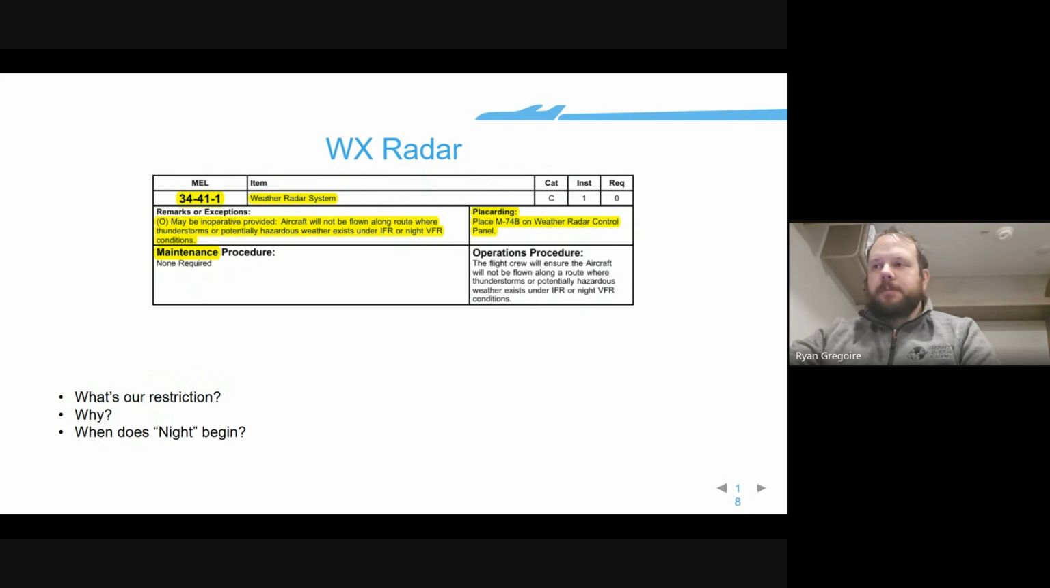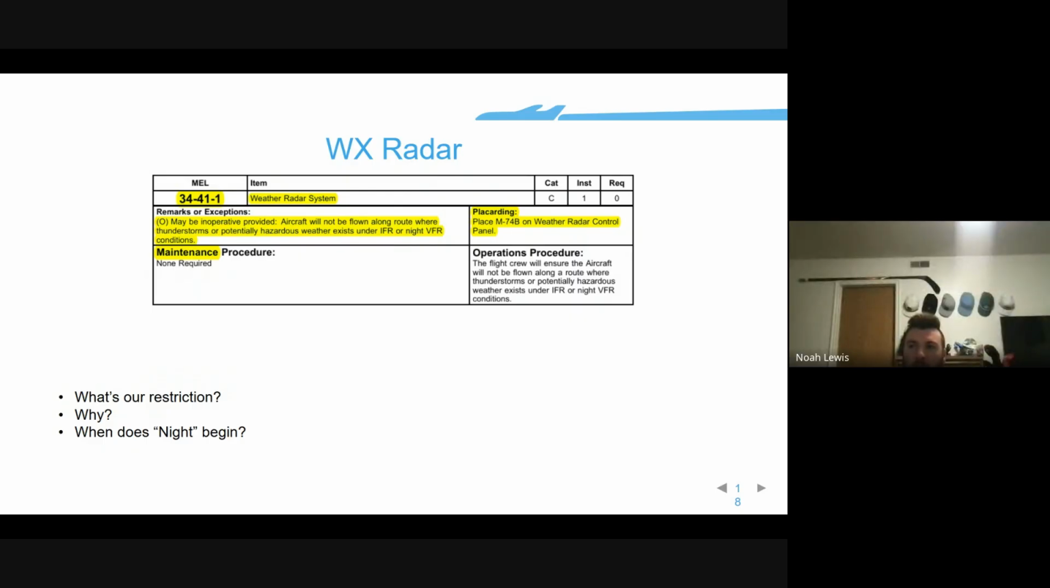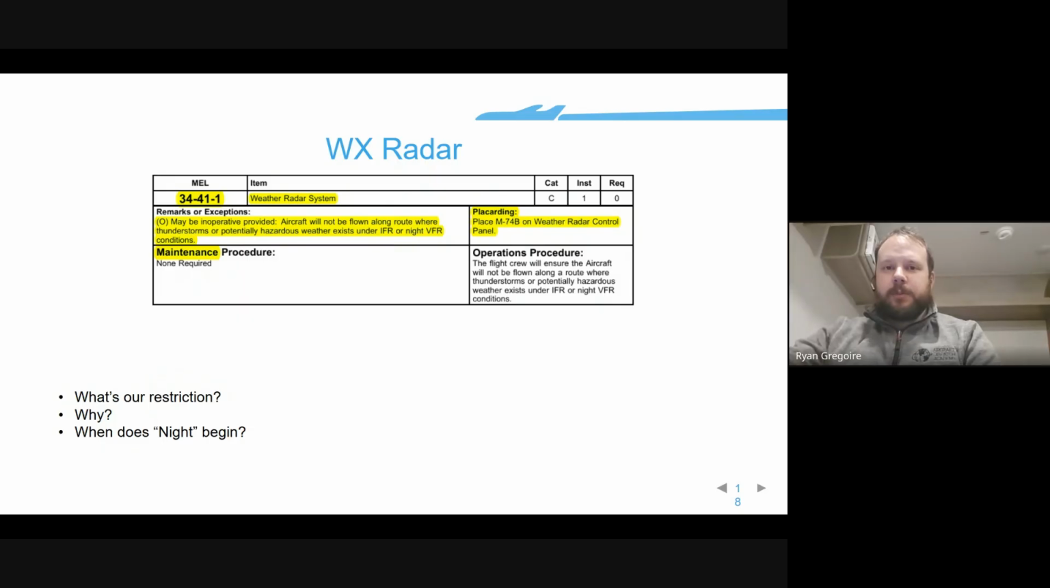Noah. Is it civil twilight wherever they're flying? Yeah, so it would be the end of civil twilight is when night officially begins. There has been a lot of ambiguity with the FAA regarding civil twilight and when night officially begins.